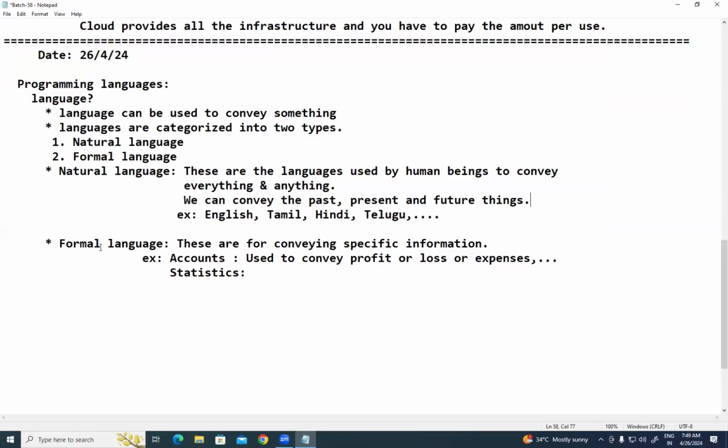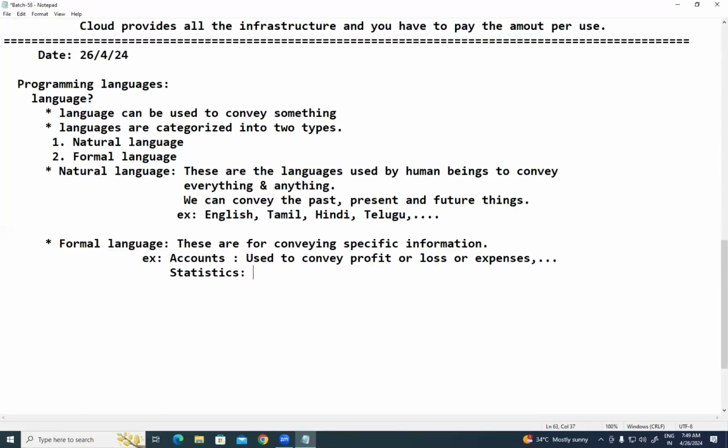Folks, the second category of language is formal language. These are for conveying specific information. What's the specific information here? For example, if we take accounts, it will only convey information related to profit or loss or expenses or investment. These all come under accounts.